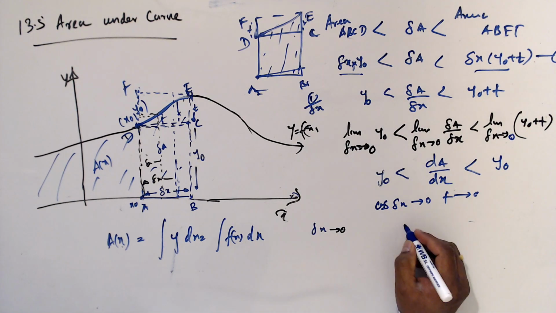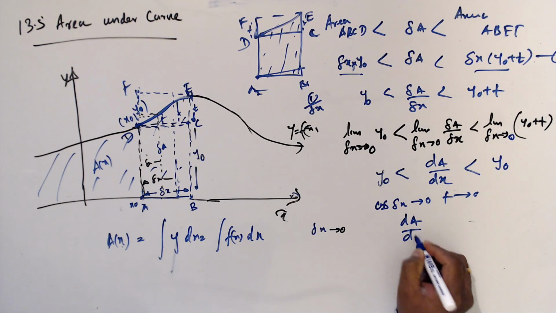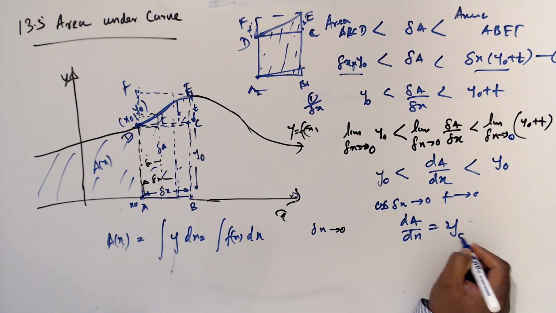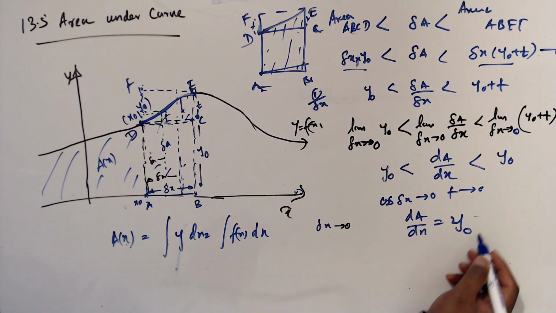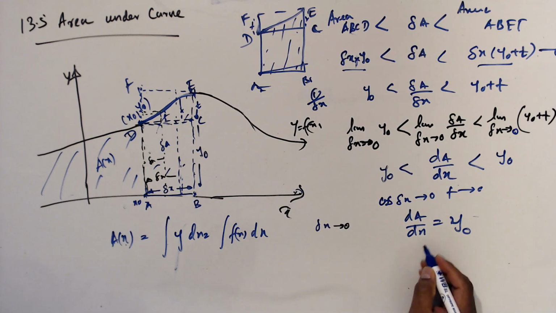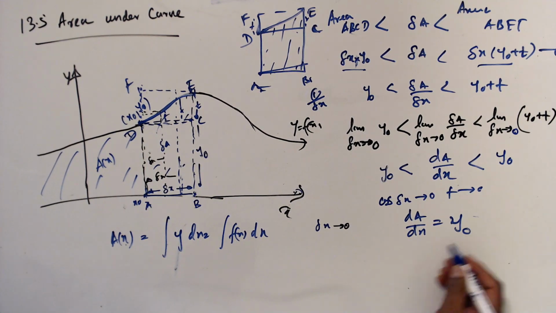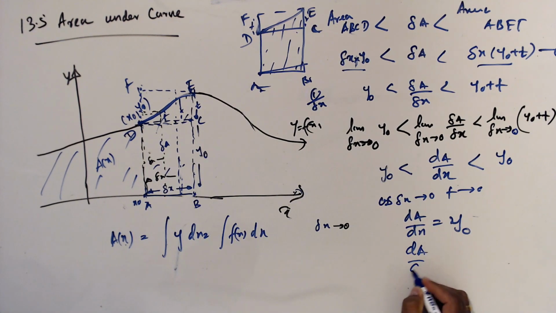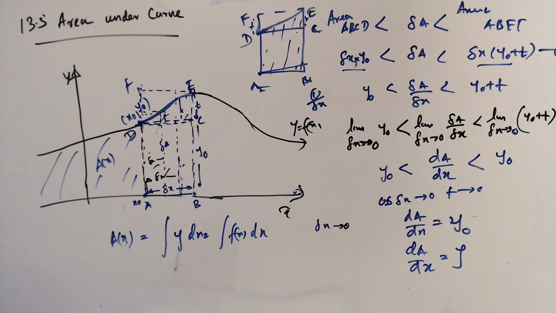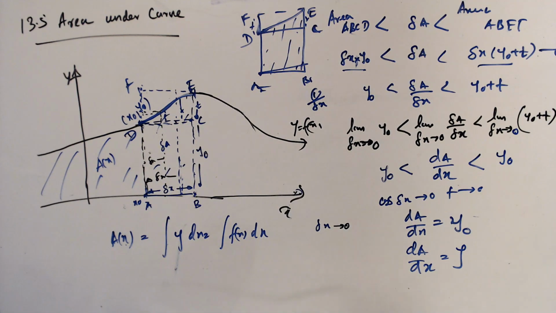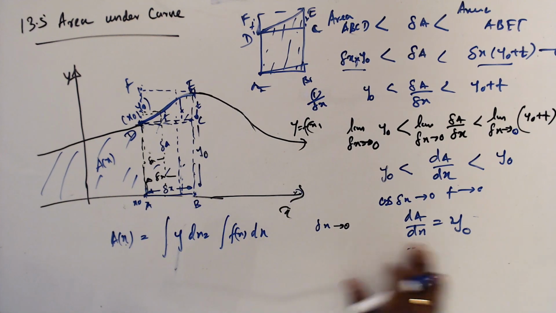Final conclusion is dA over dx is y naught. Now this is for a particular point, so we'll get to a general point. This is dA over dx equal y.